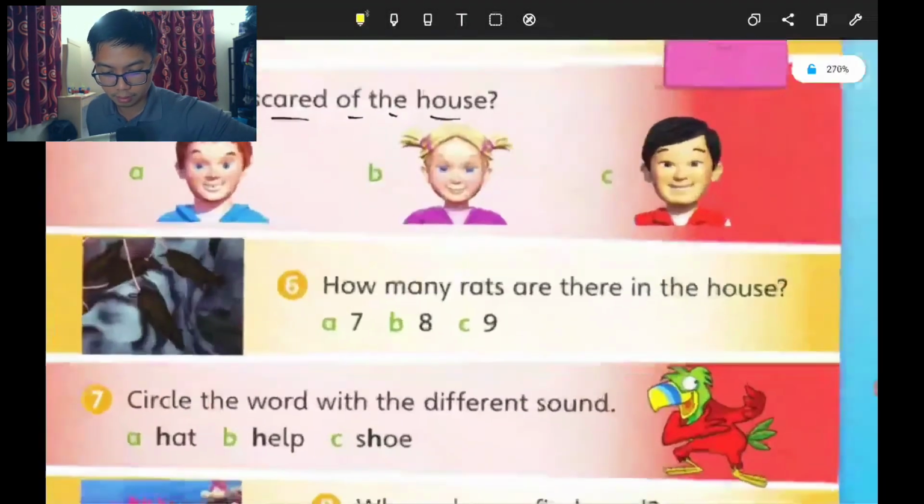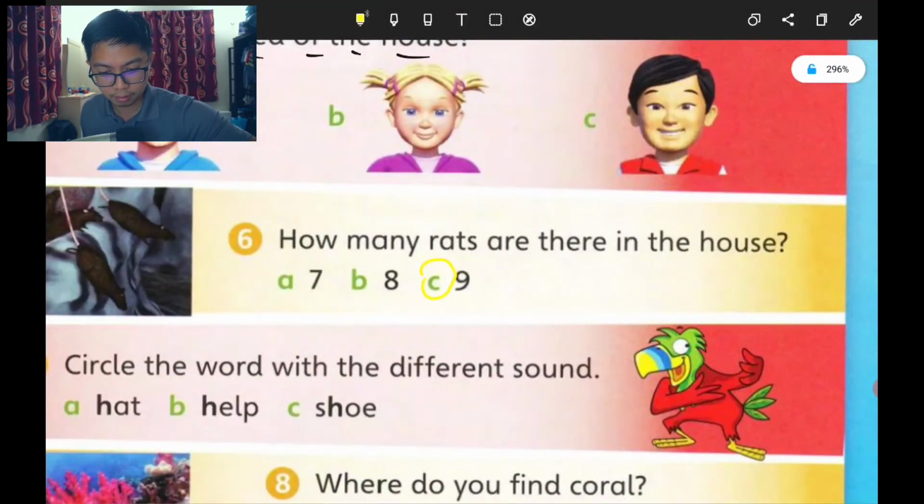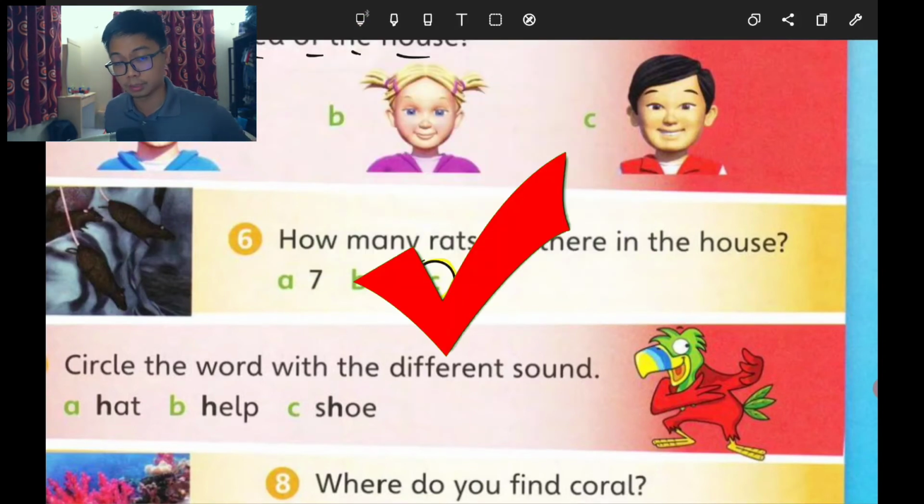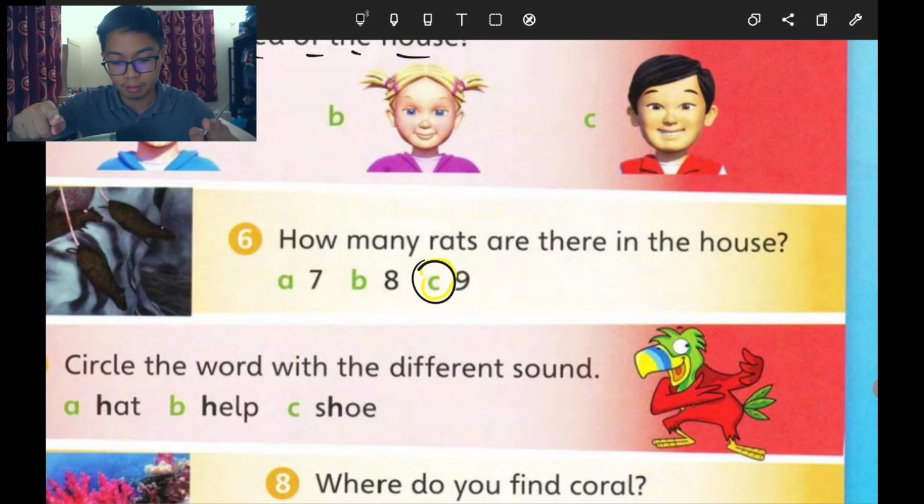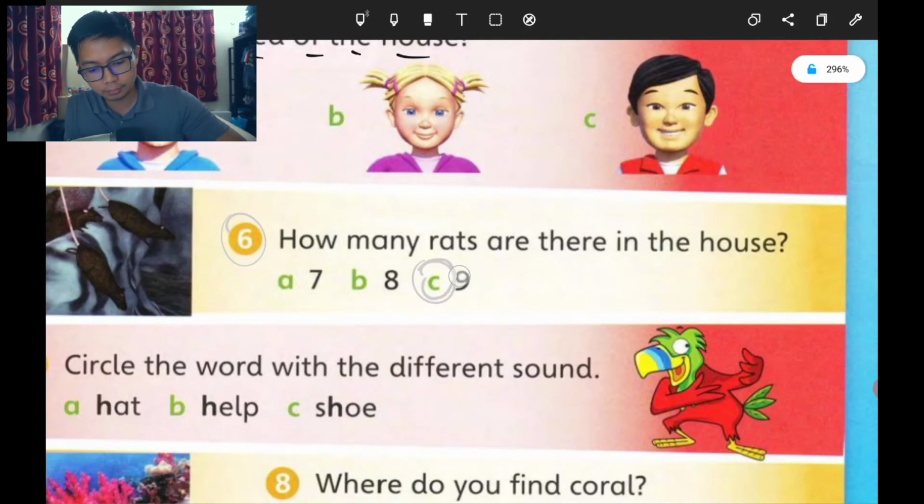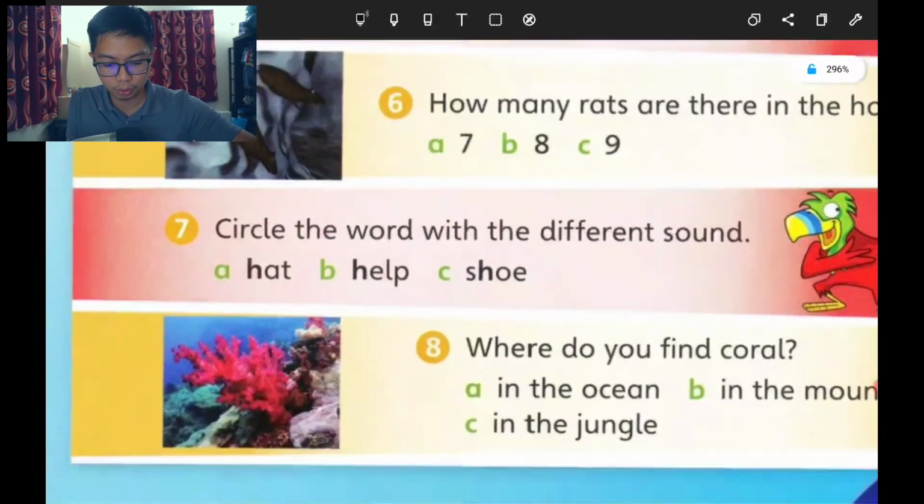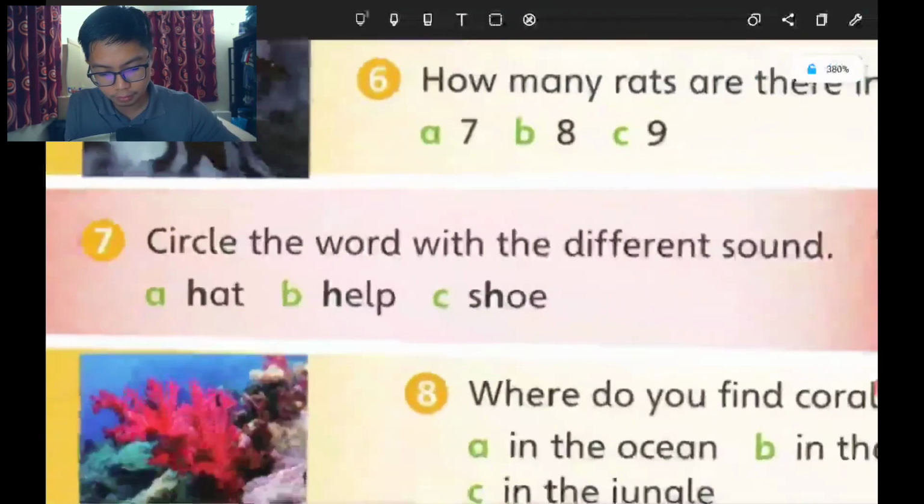So there are how many rats? There are 9 rats. Let me change back to black. C is the answer. So is your answer correct? If your answer is correct, congratulations. So you have another point for number 6. So next question. Number 7.